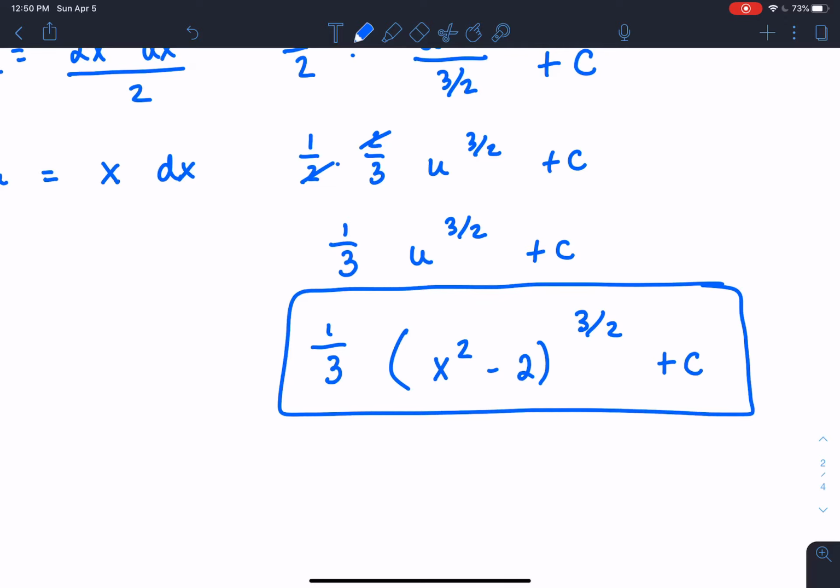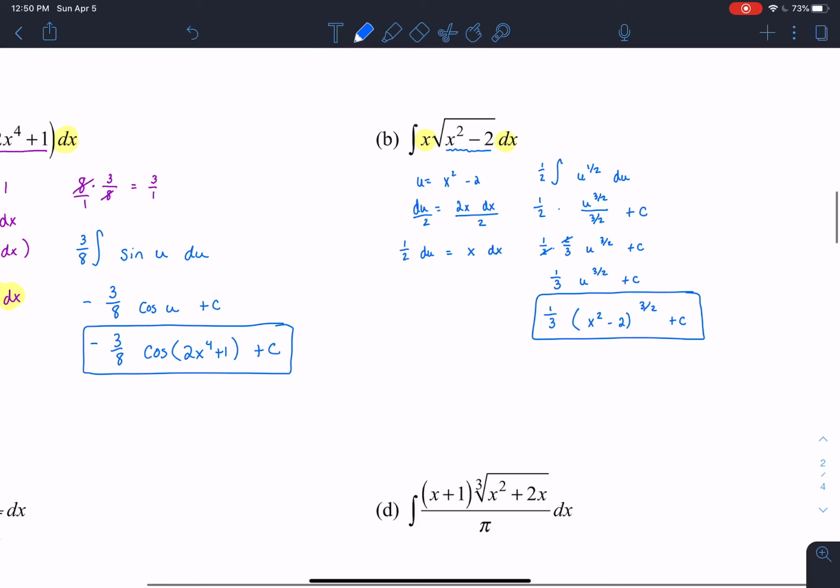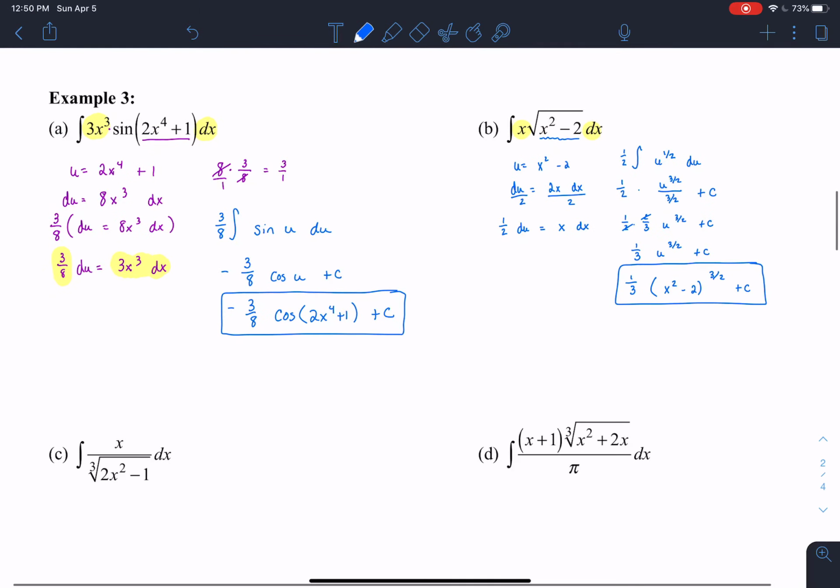So for this first part, again, we're just working on figuring out what u is, du, and then substituting back in. If you guys have any questions, please let me know.